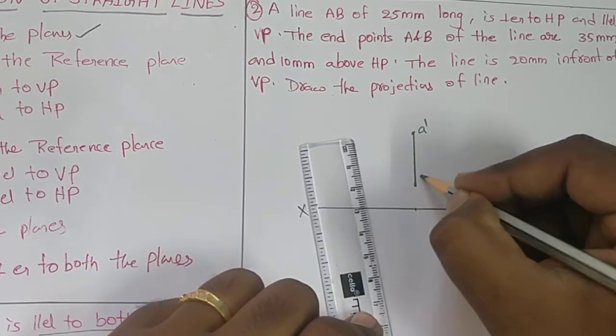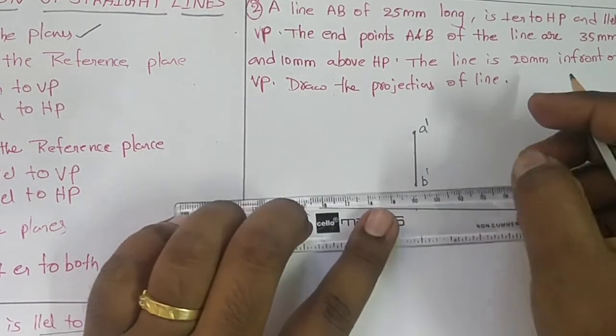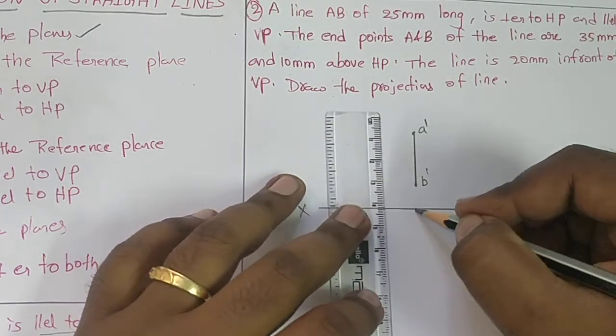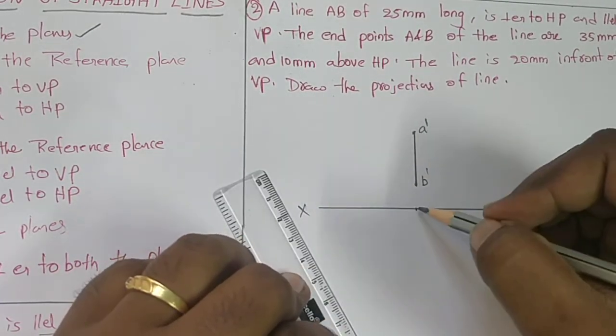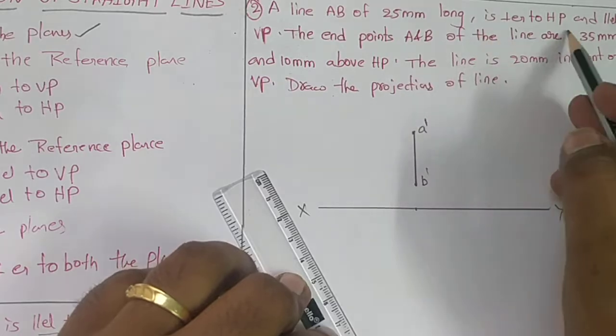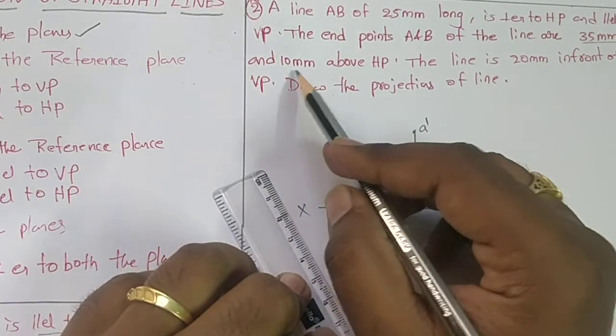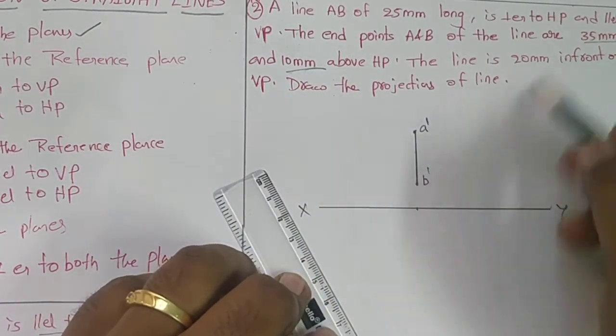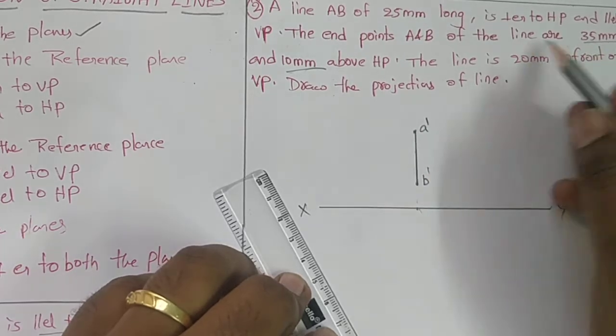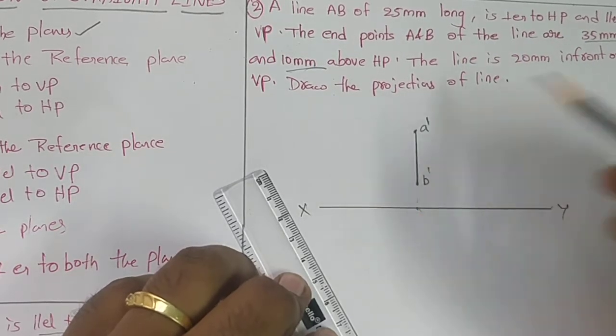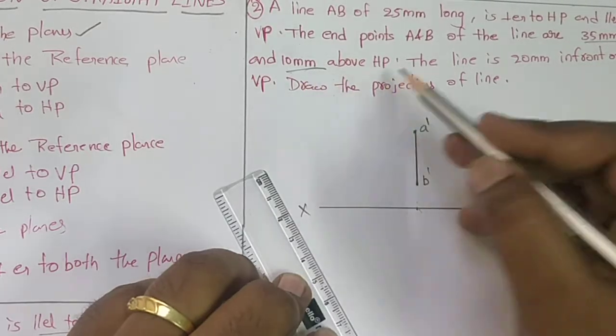And this point is B dash. The distance from B dash to XY is 10 mm, and the distance from XY to A dash is 35 mm. The point B is 10 mm above HP and point A is 35 mm above HP. Now we have satisfied these conditions.